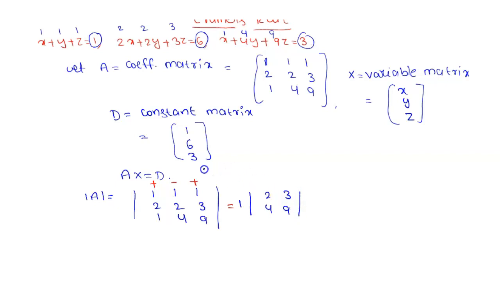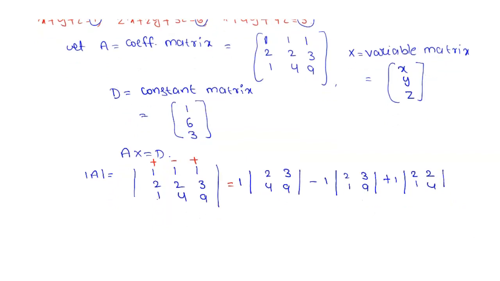Next, minus symbol, minus into 1, that is minus 1. In this condition, first row, second column is eliminated. Leftover values 2, 3, 1, 9. As it is I am writing 2, 3, 1, 9. Next, the third value, plus 1 times, first row, third column is eliminated, leftover 2, 2, 1 and 4.